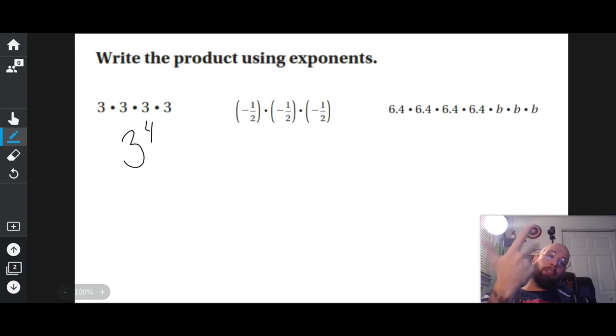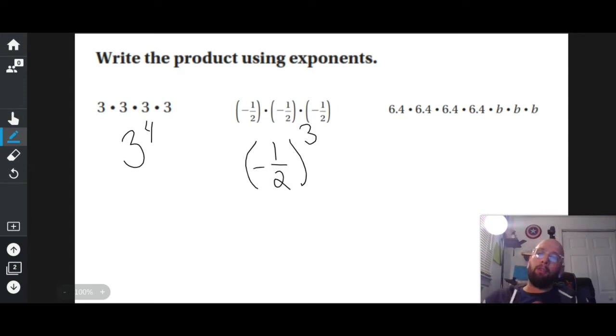Parentheses times parentheses times parentheses, so that's 3 of them. Each parentheses is exactly the same, and inside each parentheses I have negative 1/2. Don't forget those parentheses. If you forget those parentheses, it's not right. So parentheses, parentheses, parentheses, where everything's the same.